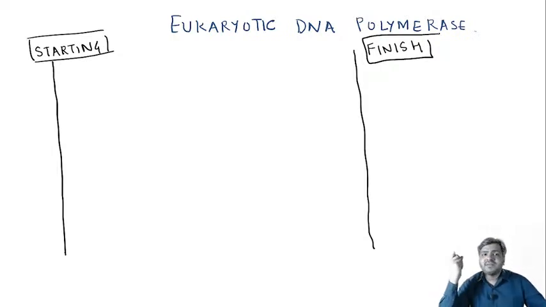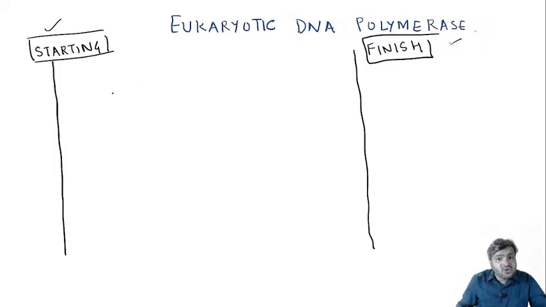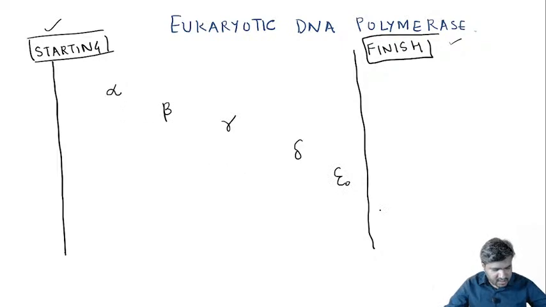Now suppose let's take the example of a race. In the race we have the starting point and we have the finish point. A simple race, that is a sport. We will now try to arrange all the eukaryotic DNA polymerases, that is alpha, beta, gamma, delta and epsilon, in the series that I have drawn over here.